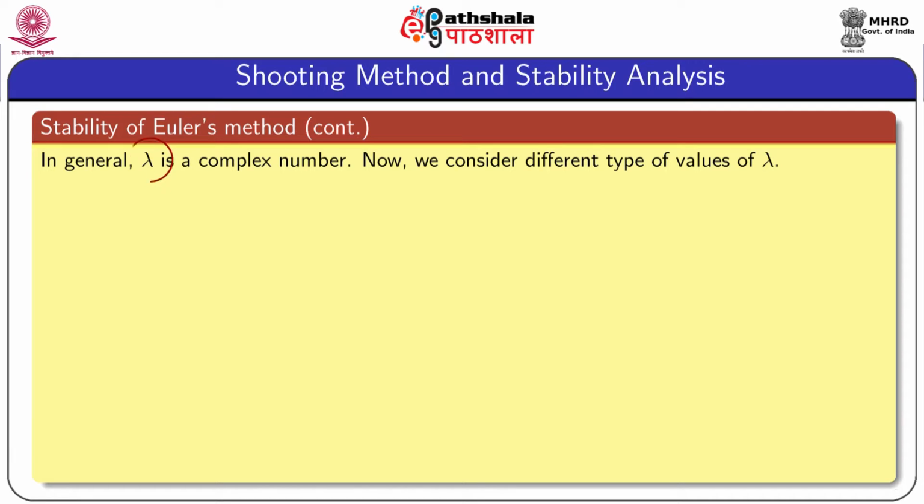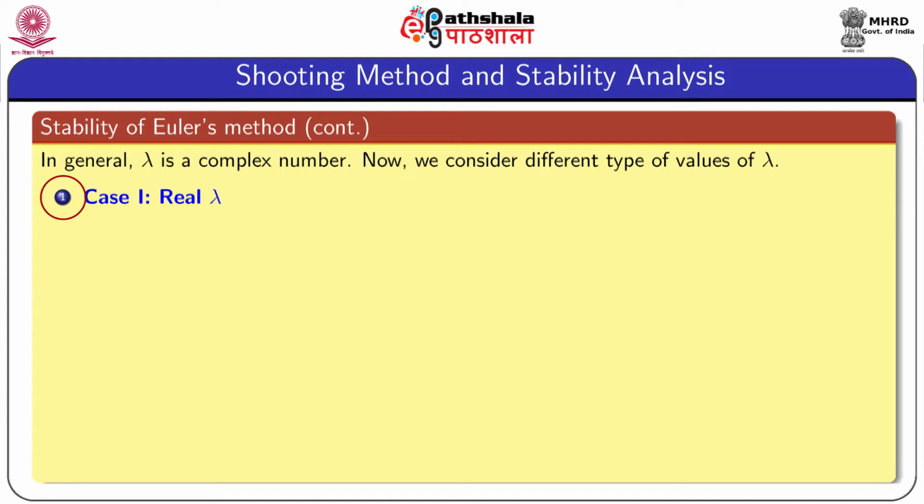In general, the parameter lambda is a complex number. Now we consider different types of values of lambda to study the stability of Euler's method. In case 1, we assume that the parameter lambda is a purely real number. So in this case, the absolute value of sigma, that means absolute value of 1 plus lambda h less than 1, or after simplification it becomes minus 2 less than lambda h less than 0. That means if lambda h lies between minus 2 and 0, then the numerical solution obtained by Euler's method is stable.